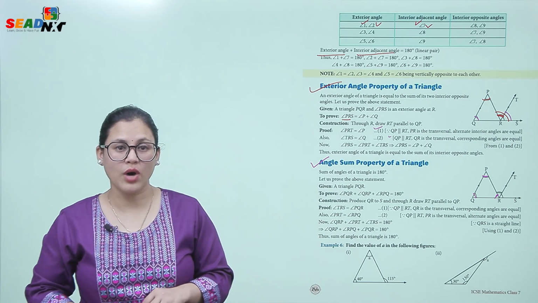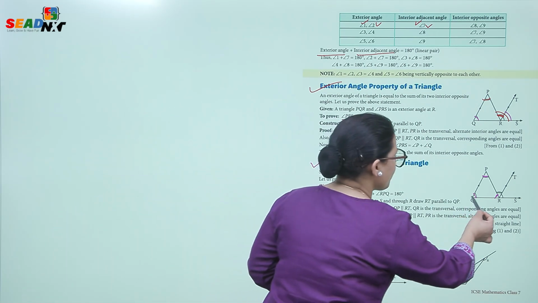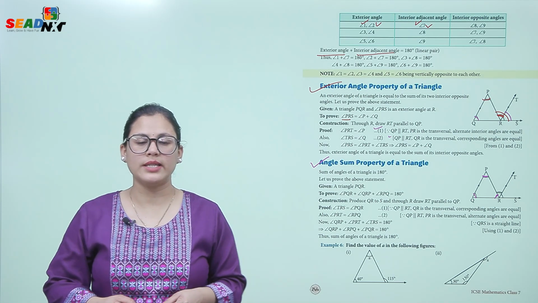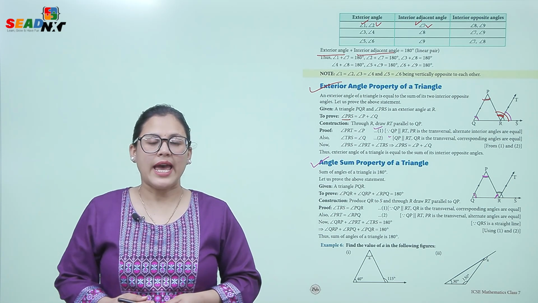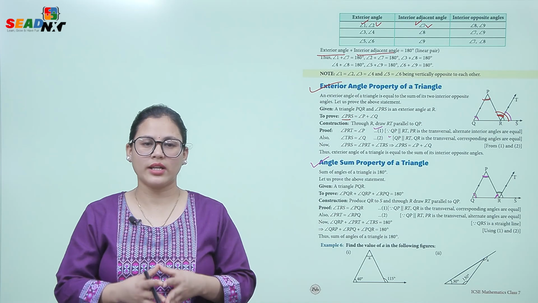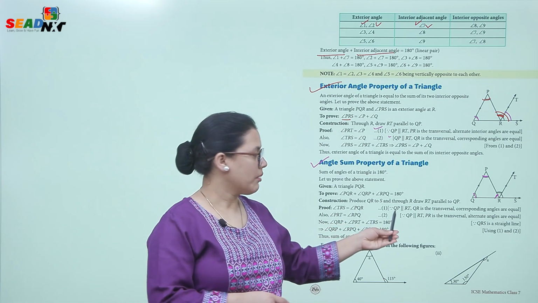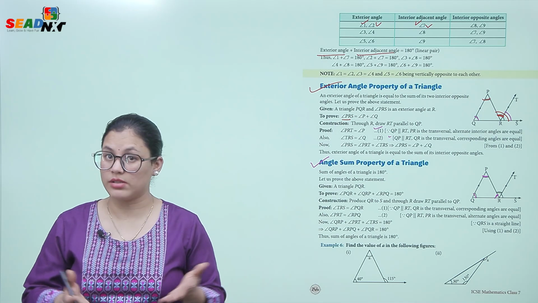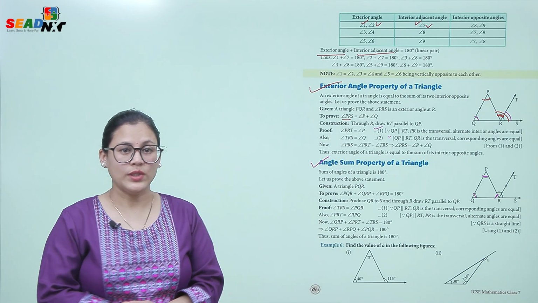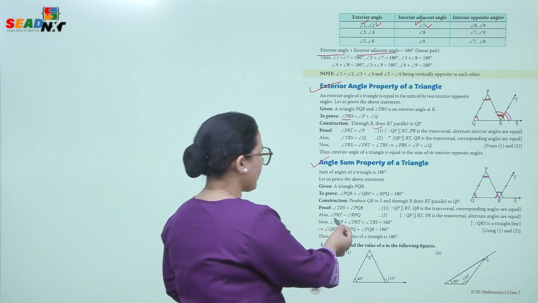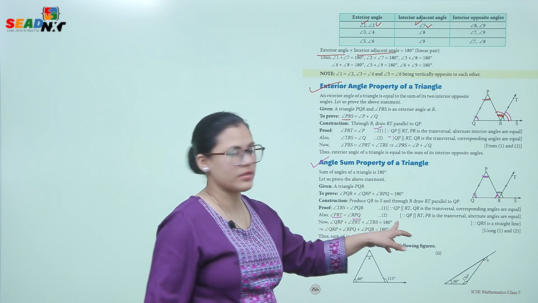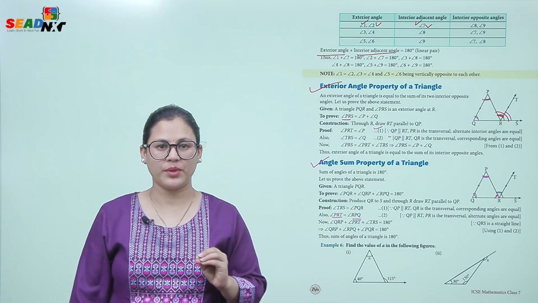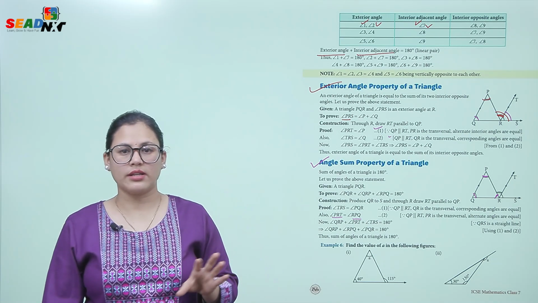Construction: produce QR to S, which means we have to produce this side to S, and through R draw RT parallel to QP. Proof: angle TRS is equal to angle PQR. This is equation 1, because QP is parallel to RT and QR is the transversal and corresponding angles are equal, you know that. Also, angle PRT is equal to angle RPQ. This is equation 2, since QP is parallel to RT, PR is a transversal, alternate angles are equal.